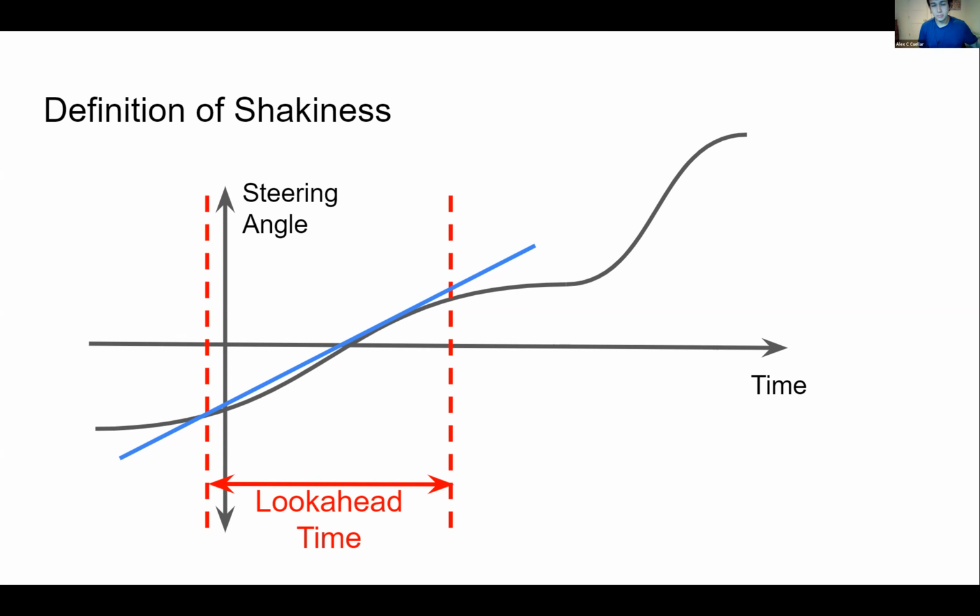So before we actually do our evaluation, we have to have some definition of shakiness. So here we just define shakiness over like a small, I think we use 0.1 seconds, look at time and see the slope of the line that you have to encompass that.